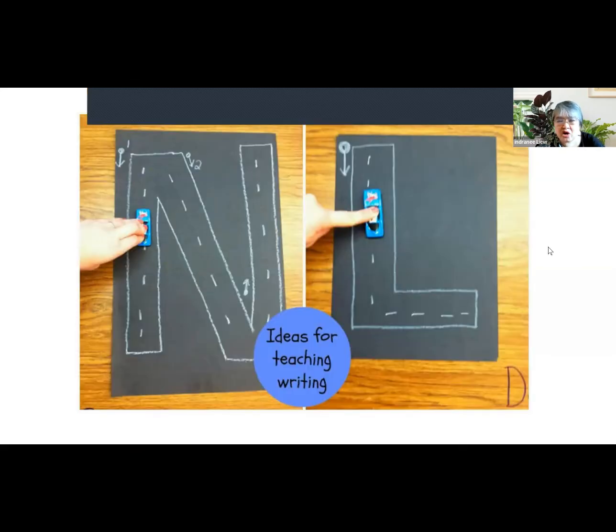Ideas for teaching writing. All the children love this, especially the boys. Go and get black paper. Black sugar paper. And then you write the letter, and then you make the letter into a road, see, then the children will move a car along it. So you use small letters and big letters, all right, have fun with it.